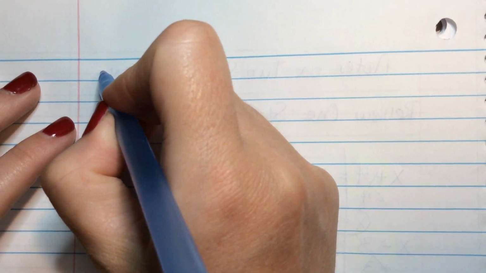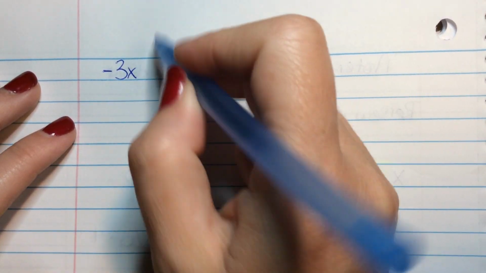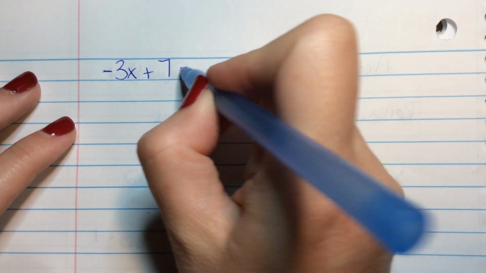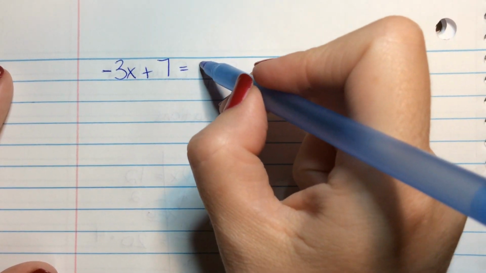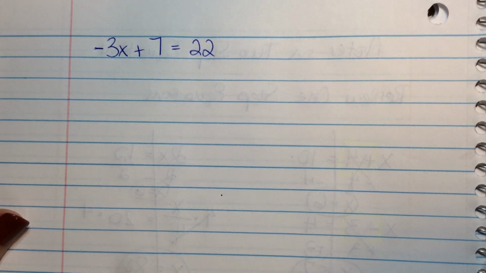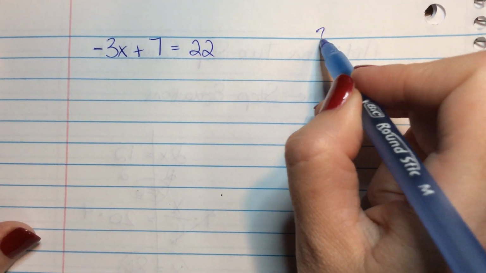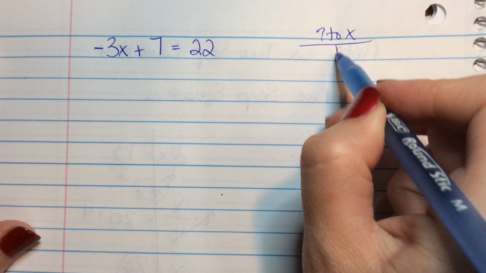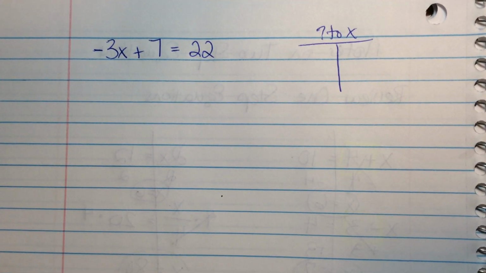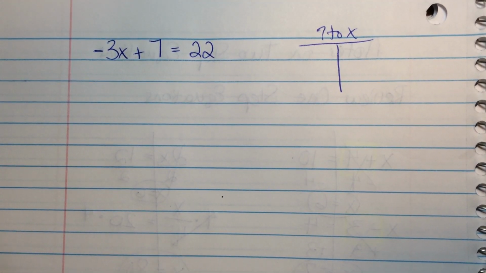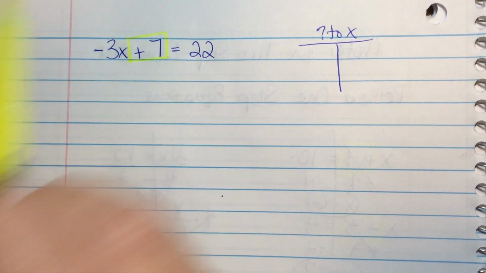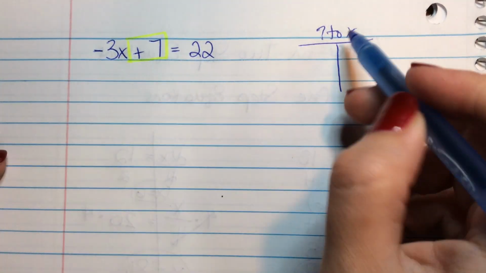Let's do negative 3x plus 7 equals 22. Okay, so we're going to say what is happening to the variable. So let's look at it. The first thing you might notice is the 7. So 7 is being added to it.